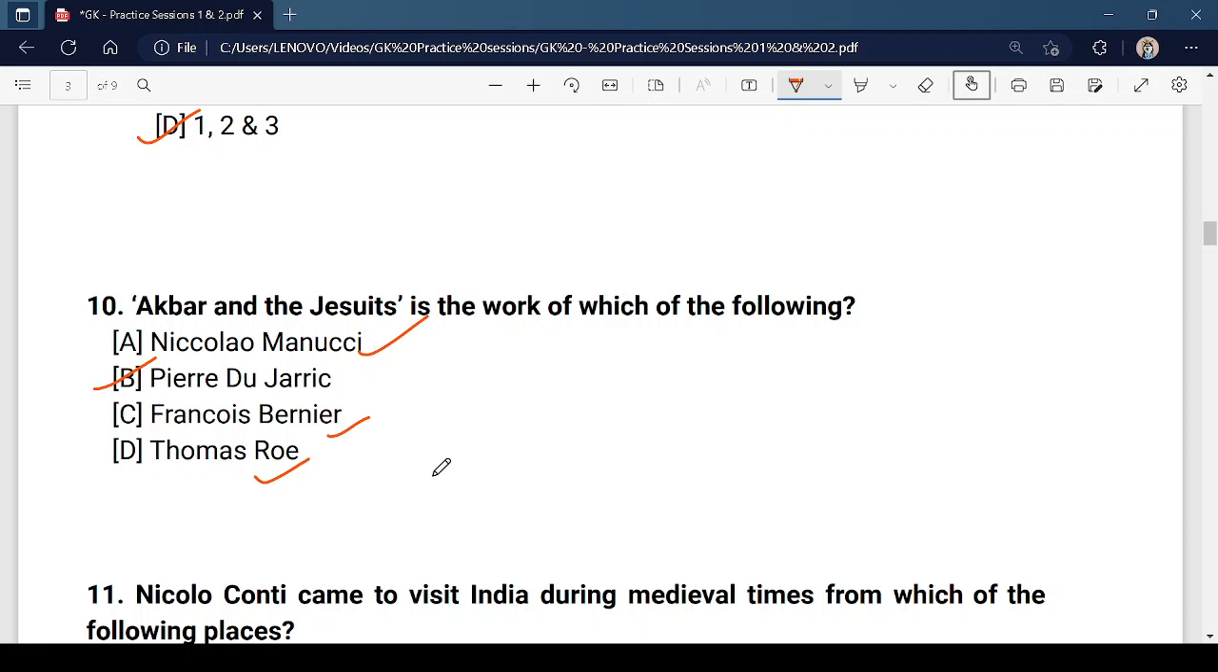King James I sent Thomas Roe to India. At the time, Jahangir was ruling, and Roe came basically to seek a trade agreement with Jahangir.